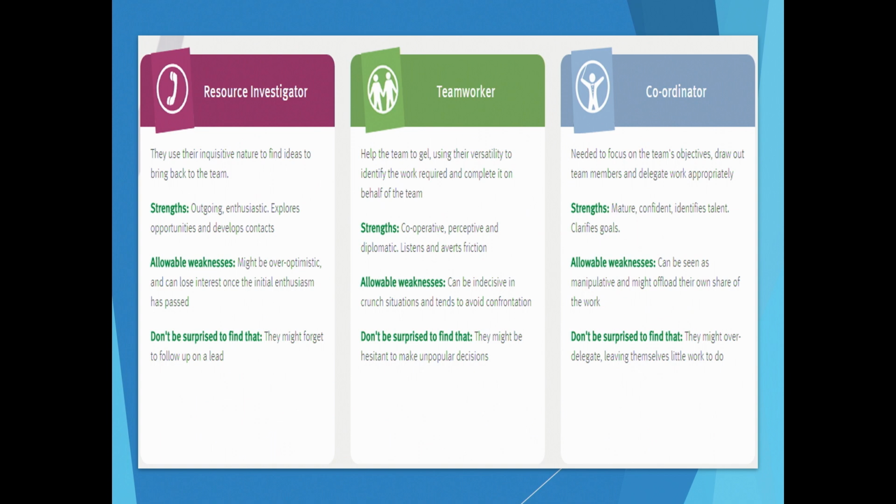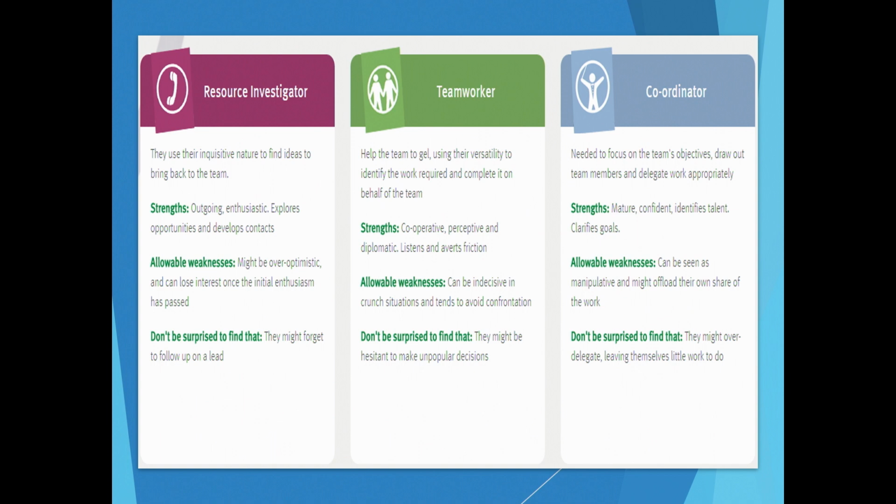Now, as you'll see, we'll be looking at the weaknesses because you have to be aware that with each of these types there is a weakness, and then you need to know how to deal with and monitor it. So we will be looking at that as we go on through this module. So the allowable weaknesses for the resource investigator are that they might be over optimistic and can lose interest once the initial enthusiasm has passed.